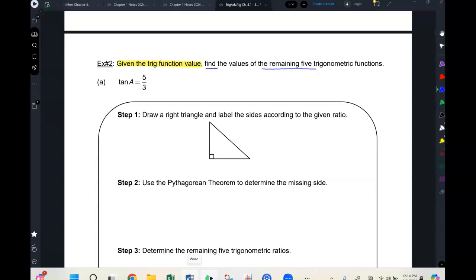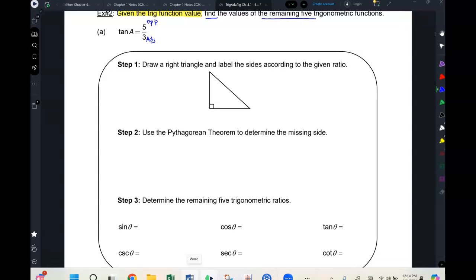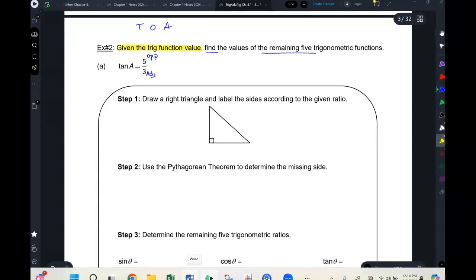So this is telling you there is some random mystery angle, A, the tangent of it is 5/3. So for this, use your SOHCAHTOA, right? Tangent is TOA. That means tangent equals opposite over adjacent. So I have, for the first one, laid out some steps for you. When you're doing your homework and you have an instruction like this, follow these steps. Step 1, draw a right triangle and label the sides.